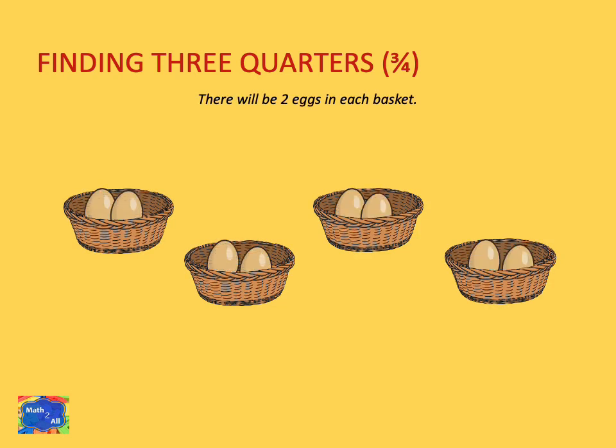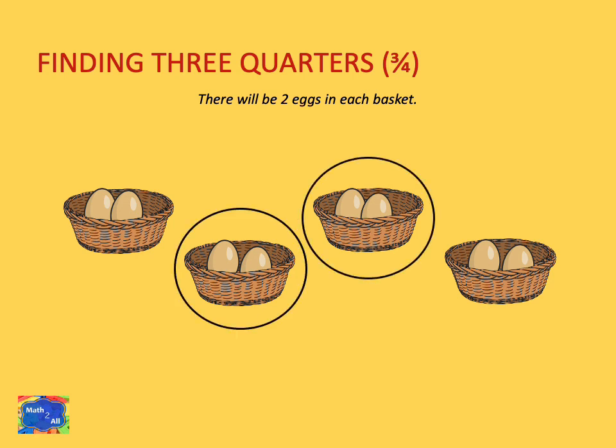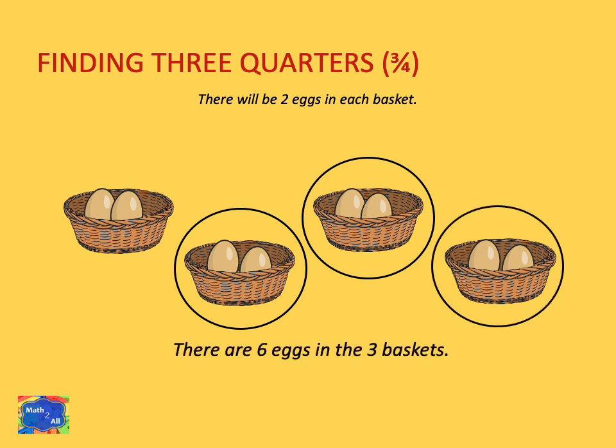To find 3/4, simply count the total number of eggs in 3 of the baskets. So 1/4 equals 2 eggs. 2/4 equals 4 eggs. 3/4 equals 6 eggs. There are 6 eggs in the 3 baskets. So 3/4 of 8 is 6.